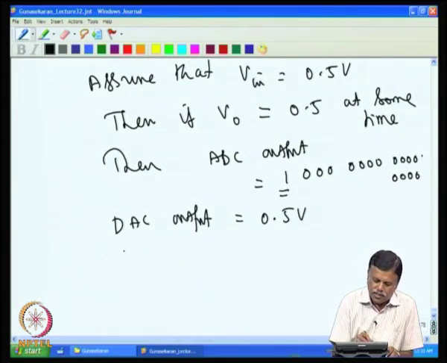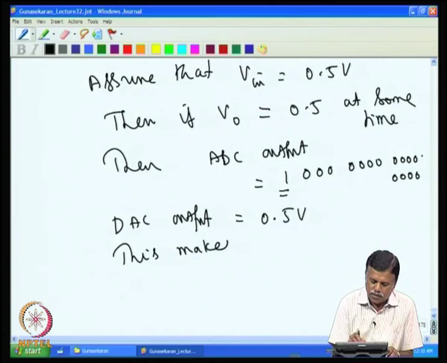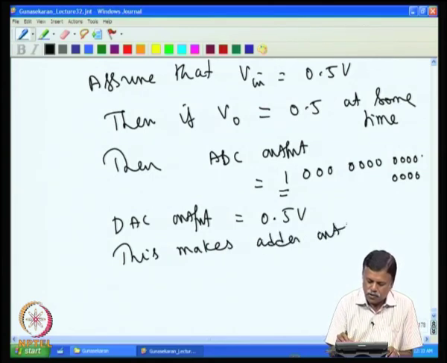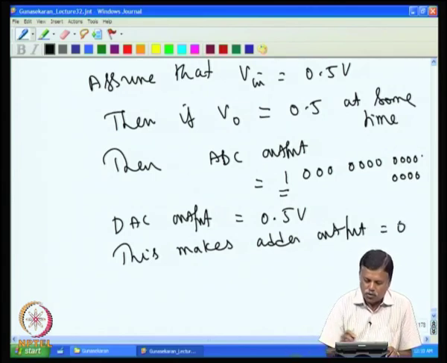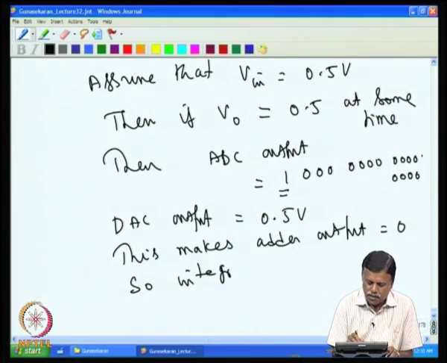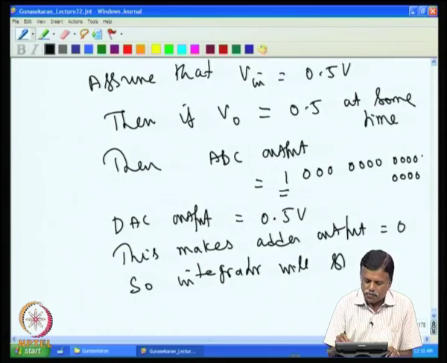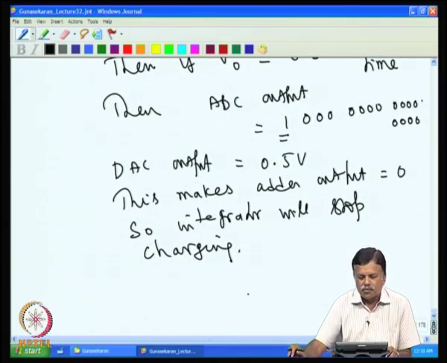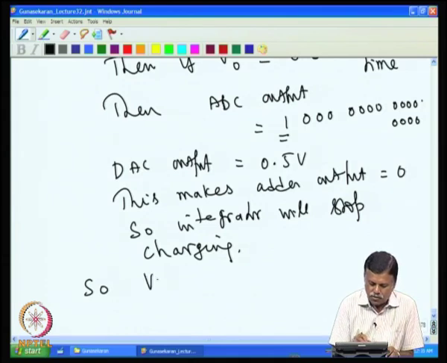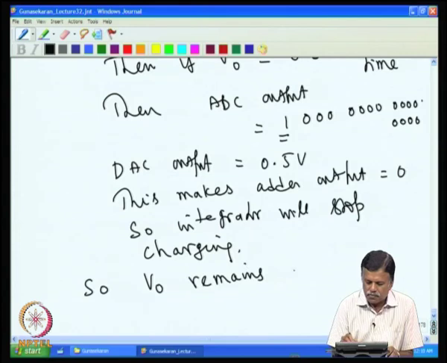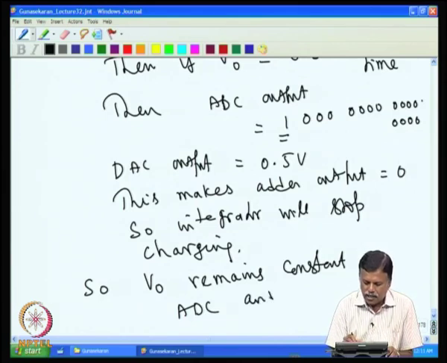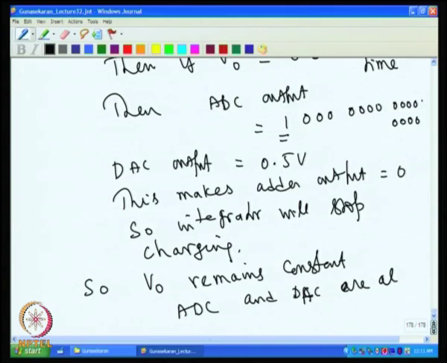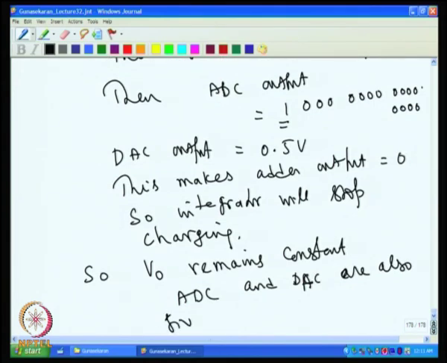So, this makes the adder output 0. Adder output equal to 0. So, the integrator will stop charging. So, the integrator output remains constant. Vout remains constant, and the ADC and DAC also give fixed output.